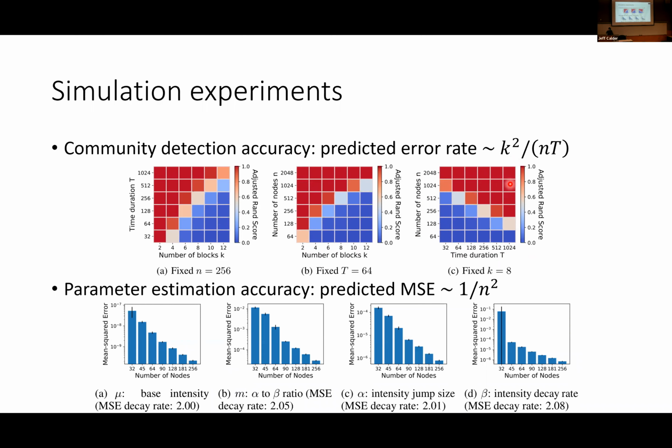estimates. And then the parameter estimation accuracy, the predicted mean squared error from our theory, decays as 1 over n squared. Our guarantees are only on mu and m. And so you see the decay rate is roughly 2. So that's what we're expecting. We have no guarantees on alpha and beta separately, but we do see the decay rate is also roughly quadratic there. And so this here scales to about 1 million nodes. You have a very, very simple and scalable model.